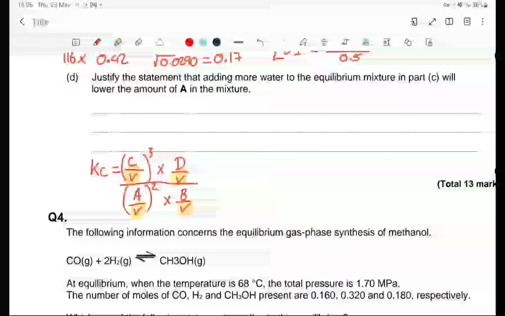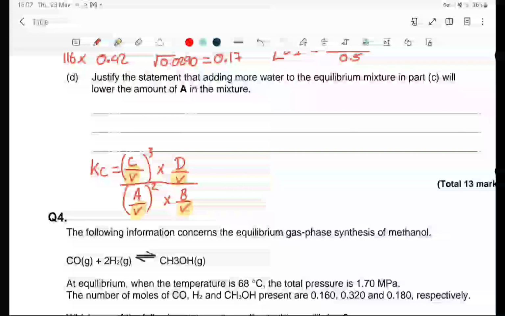Remember, of course, each one of these concentrations is moles divided by volume, so as we increase the volume, we are decreasing our concentrations. And we're decreasing the concentrations equally, but because there are more concentrations on the top of the expression than the bottom, we are decreasing the value for the top of the expression more than we're decreasing the value for the bottom half of the expression.